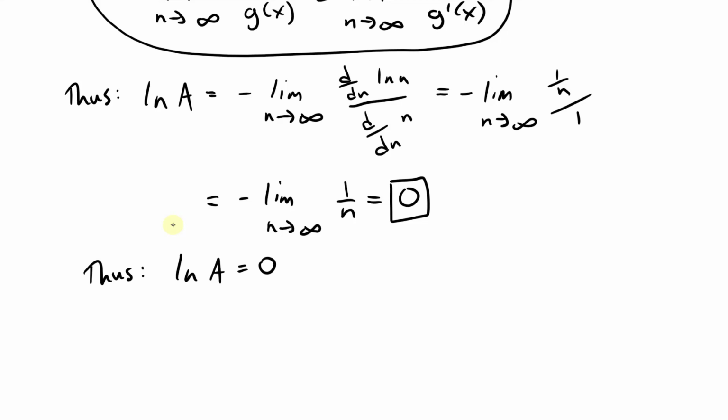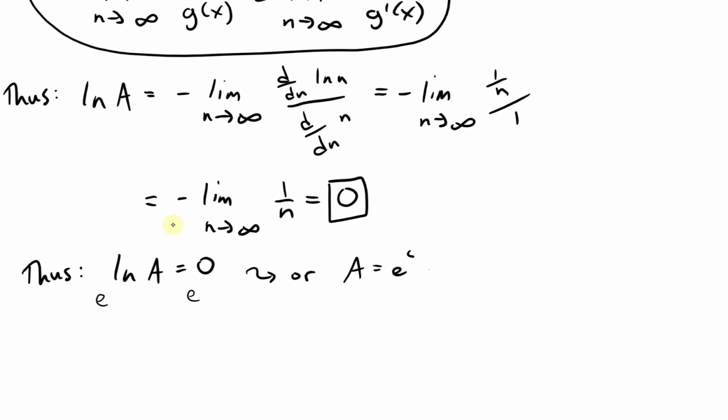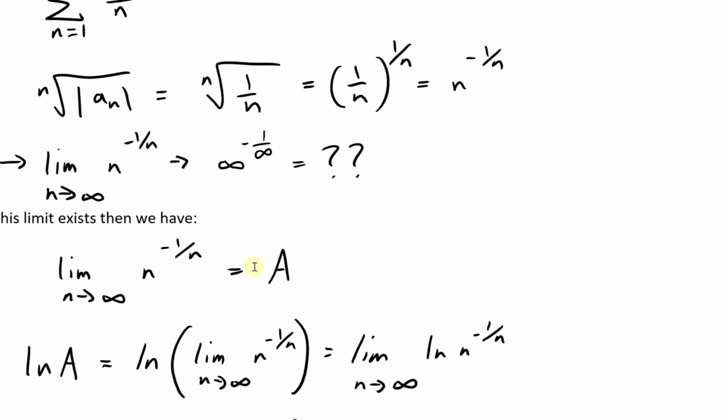In other words, by definition, you can also rearrange this by taking the power of e on both sides. So the ln's cancel, and a equals e to the 0, which equals 1, and again, this is by definition of power rules. So thus the ratio right here, the root test gives 1.